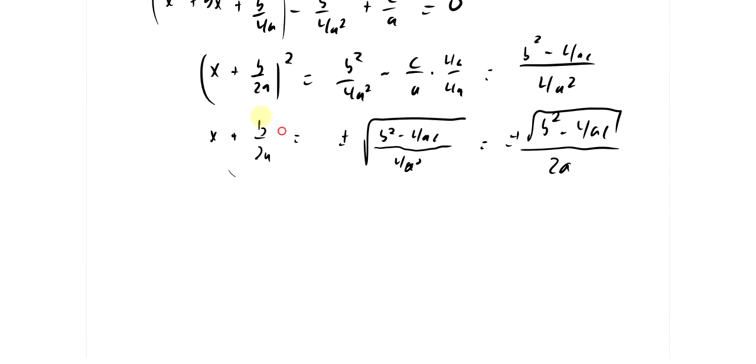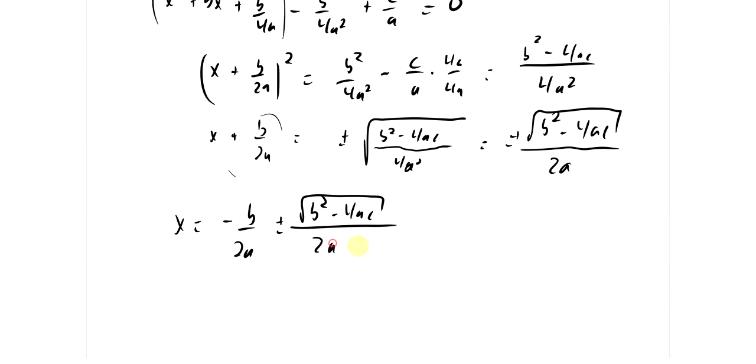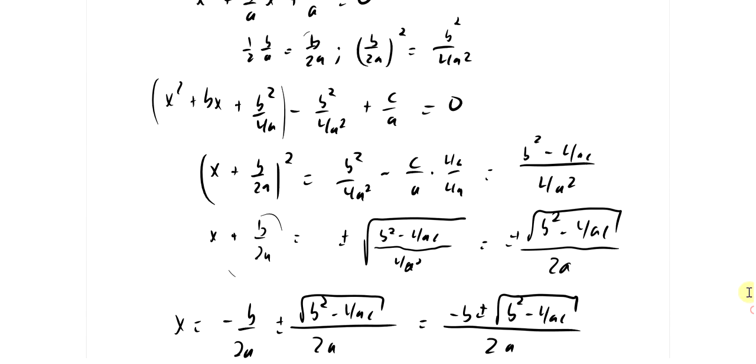And then finally we move this over to the right side. Minus b over 2a plus or minus the square root of b squared minus 4ac divided by 2a. Common denominator, we already have one, so let's just put it all over the 2a: minus b plus or minus the square root of b squared minus 4ac all over 2a. Awesome. And so there is our quadratic formula.